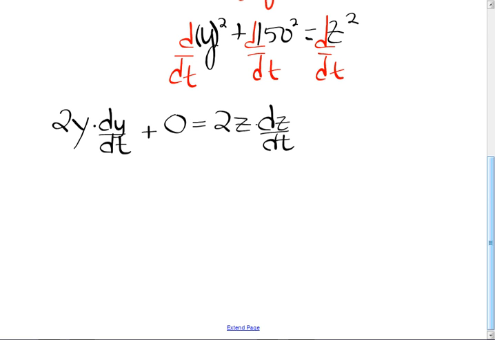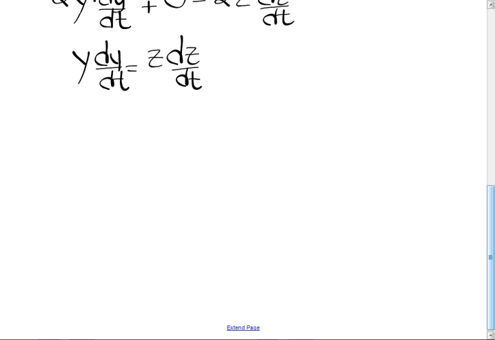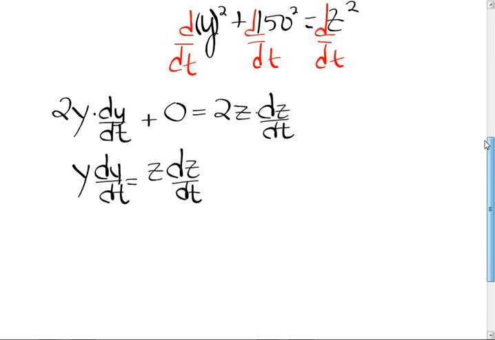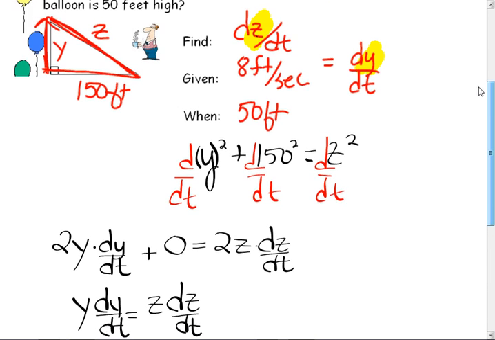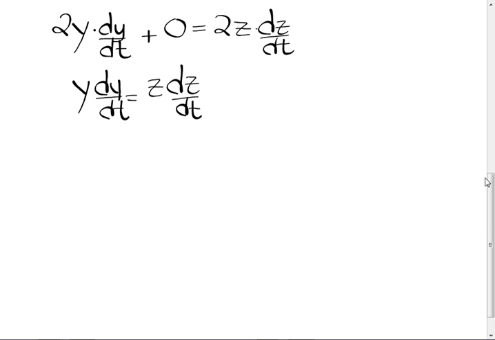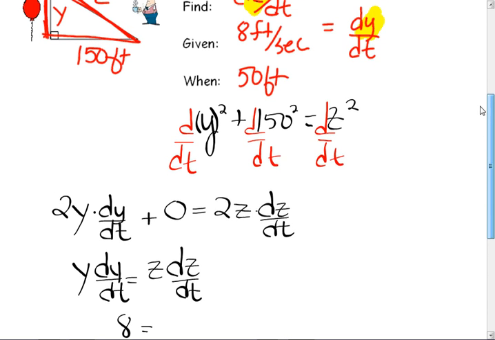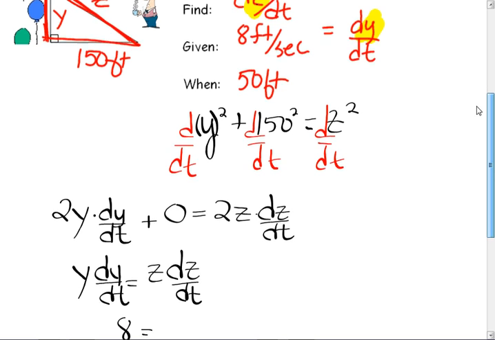I like to simplify what I can. I can divide both sides by 2, because I like to keep things as simple as I can. Okay, guys? Now, what do I know here? I know a bunch of stuff. I know dy dt is 8. I want to find what? dz dt.